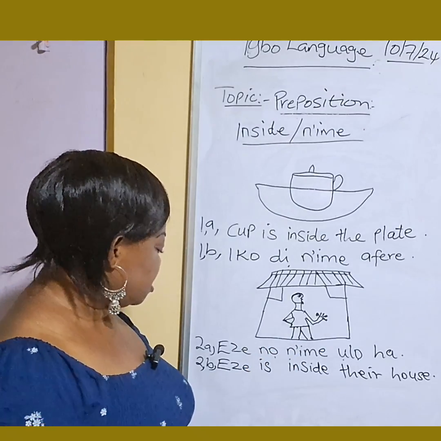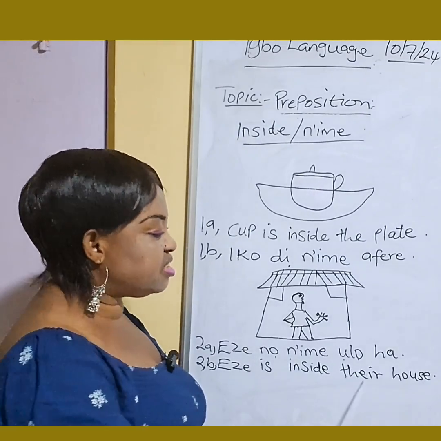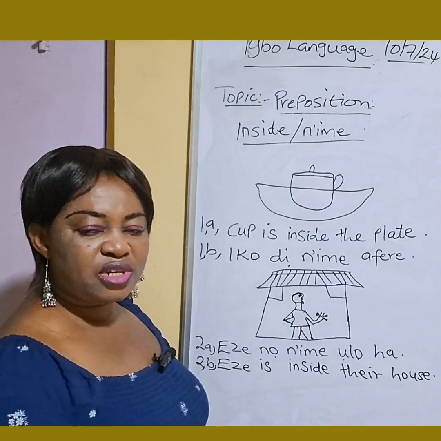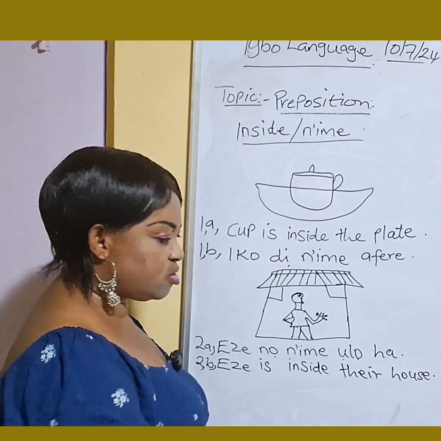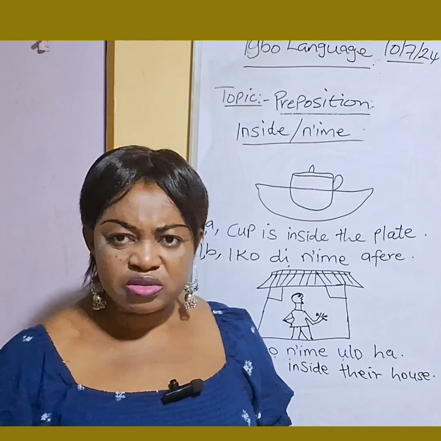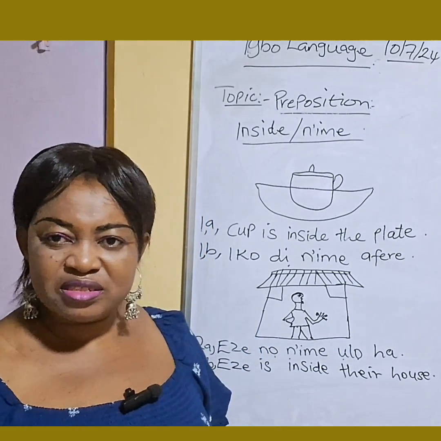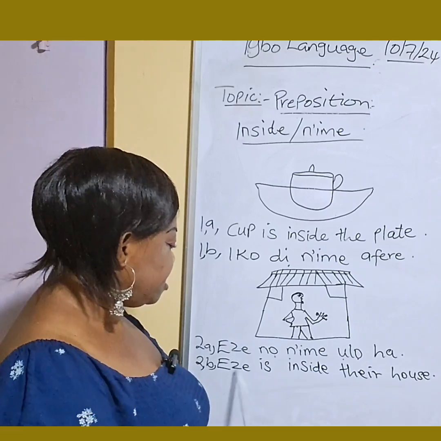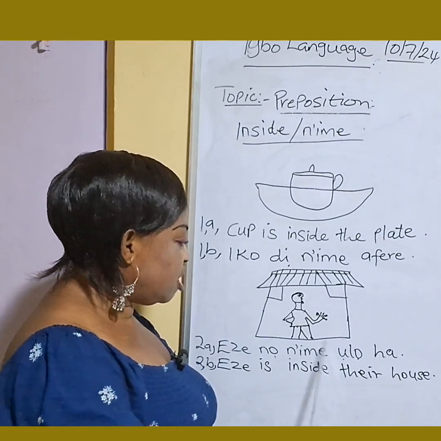Let's see it in English. 2B says, Eze is inside their house. Class, repeat after me. Eze is inside their house. Let me ask you a question. Is Eze outside their house? Class. No. Eze is inside their house. Eze nọ n'ime ụlọ ha.